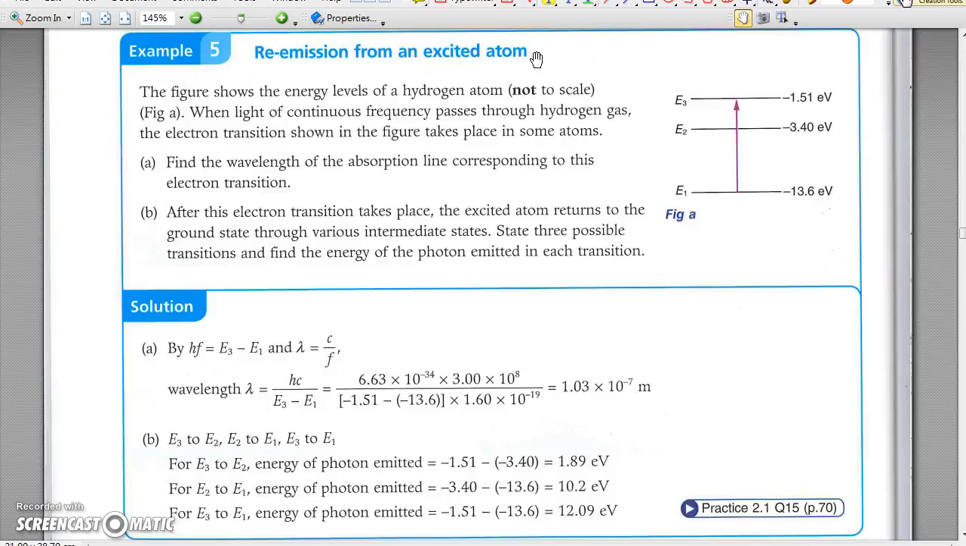Example 5. Re-emission from an excited atom. In this question, there are 3 energy states. When the electron at the ground state is excited to the second excited state, there can be 3 possible transitions. Which are they?